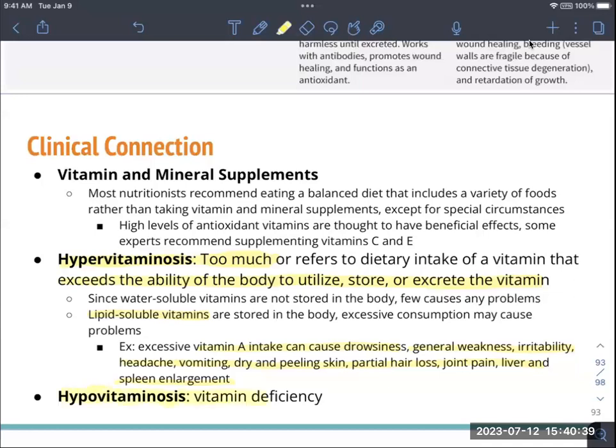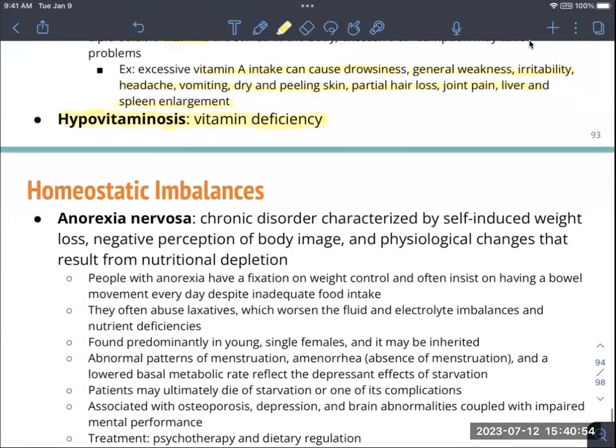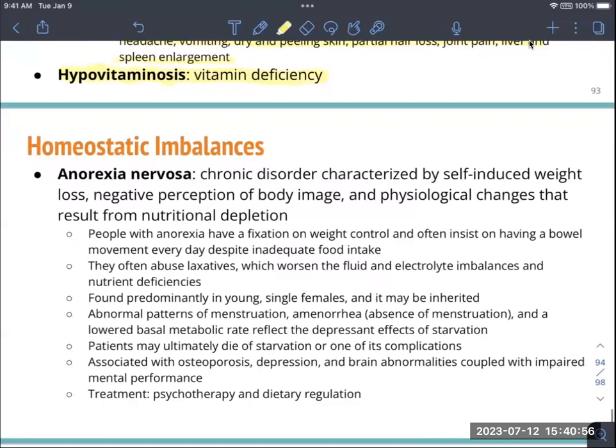Hypervitaminosis, hypovitaminosis. All right, that is a deficiency of different vitamins. You can check most of these through different blood tests, especially these fat-soluble vitamins. A lot of these water-soluble vitamins too, you can actually check through different blood tests. So anorexia nervosa.